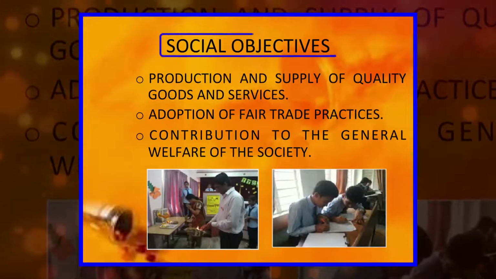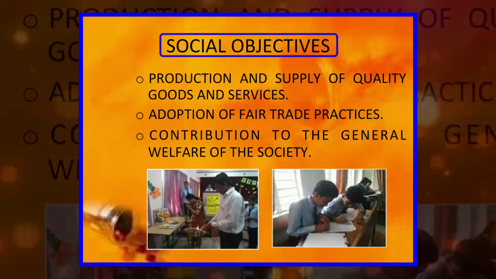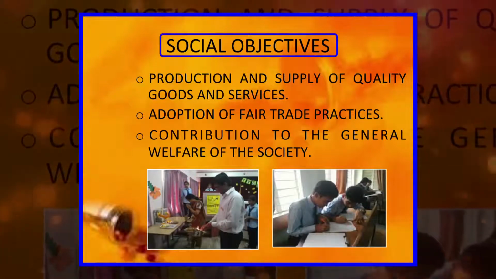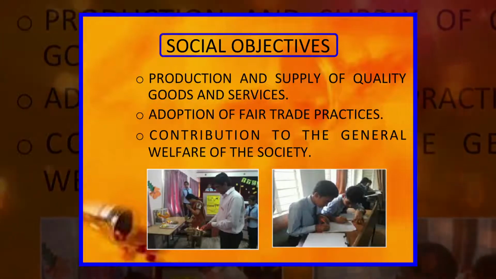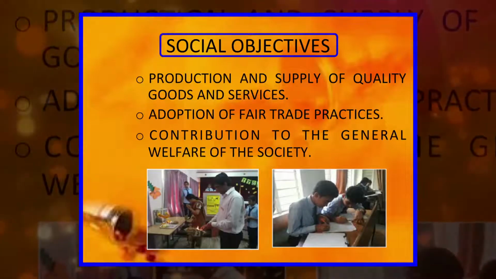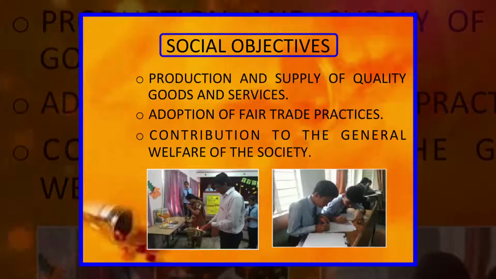Now, the second one is social objectives. Social objectives are those objectives of business which are desired to be achieved for the benefit of the society. No activity of the business should be aimed at giving any kind of trouble to the society. Social objectives of the business include production and supply of quality goods and services, adoption of fair trade practices and contribution to general welfare of the society and provision of welfare amenities.